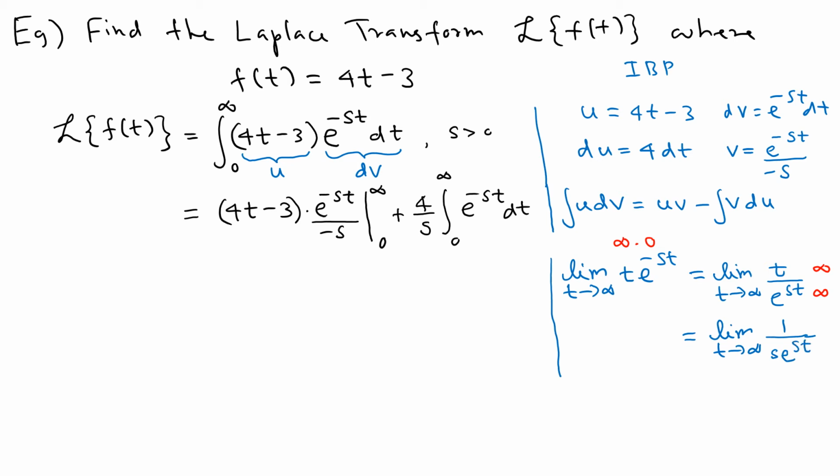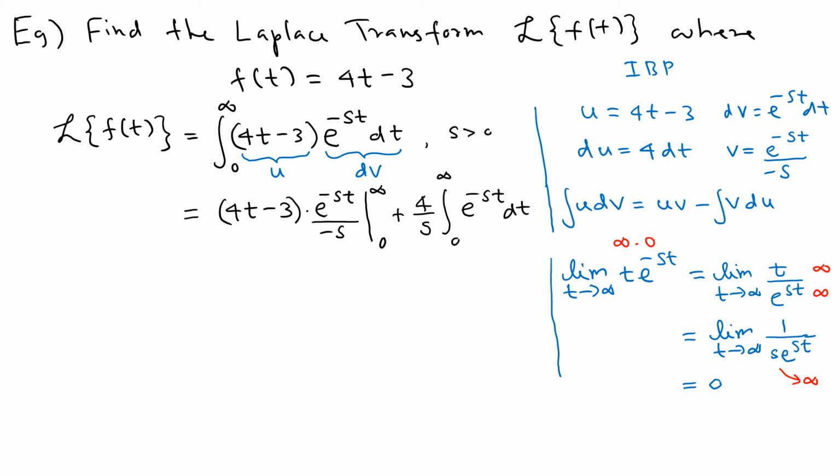Now what's going to happen? We assume that s is positive. So when t goes to infinity, this term simply goes to infinity. So it is 1 over infinity, that means it simply gives you 0. So this limit is 0. Now we can use that in the formula. So let's go back now.